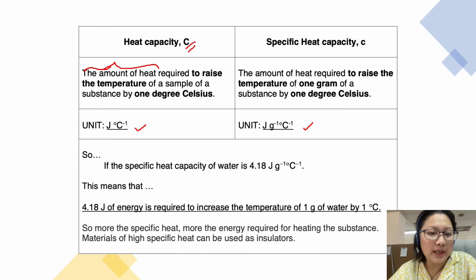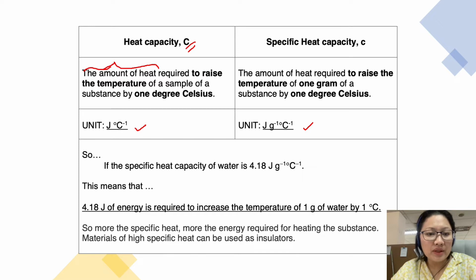Now, let's take a look at this. The specific heat capacity of water is 4.18 joule per gram per Celsius. So what is the meaning of this? Okay, it means 4.18 joules of energy is required to increase the temperature of 1 gram of water by 1 degree Celsius. Okay, so maksudnya dalam 1 gram air, untuk kita naikkan 1 degree Celsius, kita perlukan 4.18 joule tenaga haba. Itu maknanya. Alright.